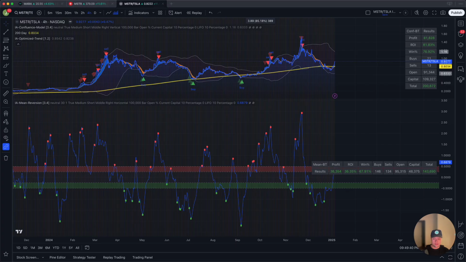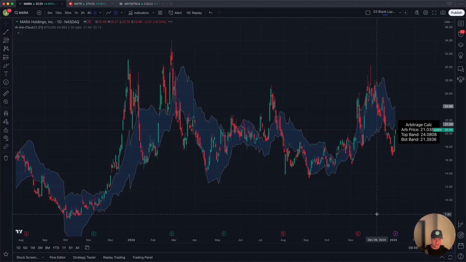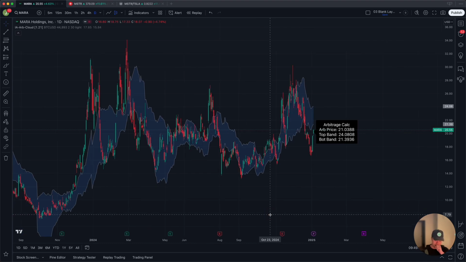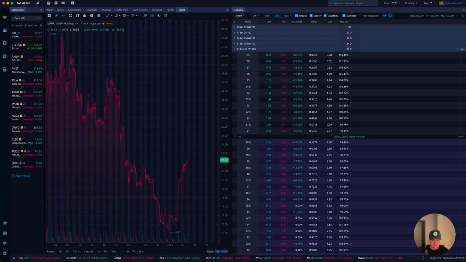find some, I like Marathon, and you can see I have the ARB cloud, and I've even tried to look at how to ARB Marathon. But if you just look at even the option premiums for Marathon, out of your $10,000 trading bag, maybe you buy 100 shares of Marathon at $20, and you start selling very aggressive covered calls. So you could sell, let's say, a $23 call on Marathon, which is at about, looks like, $168. So you collect that premium. That's an 8% return already.